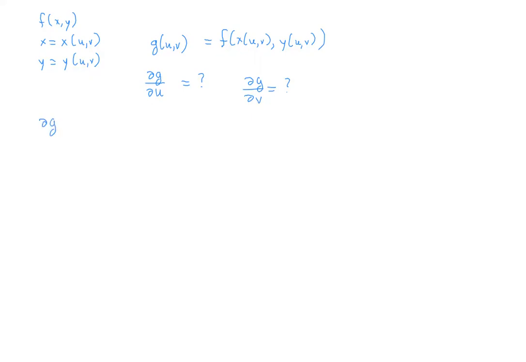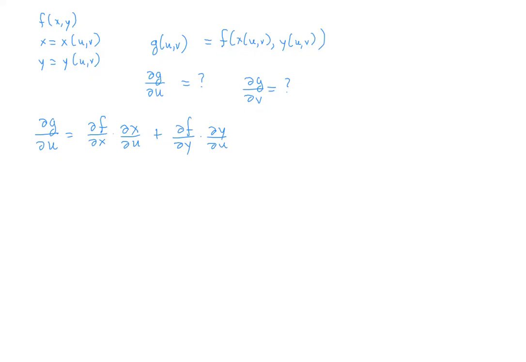And what we have is that the partial derivative of g with respect to u is simply the partial derivative of f with respect to x times the partial derivative of x with respect to u, plus the partial derivative of f with respect to y times the partial derivative of y with respect to u. And the expression for the partial derivative of g with respect to v will be completely similar.